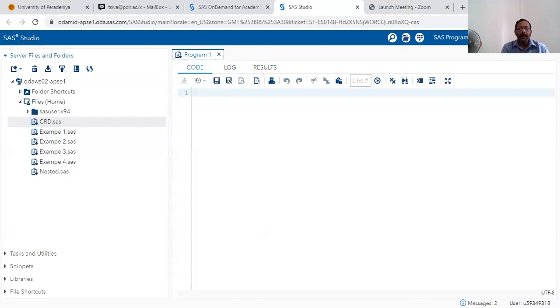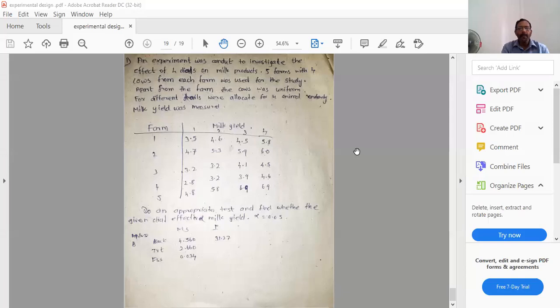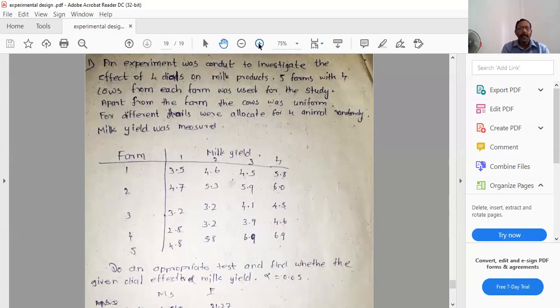Now, I have already entered the data for the second example. You see, this is your second example. This is from your notes, huh? Do you have the notes of this? Yes, sir. Right. So here, this is our question.